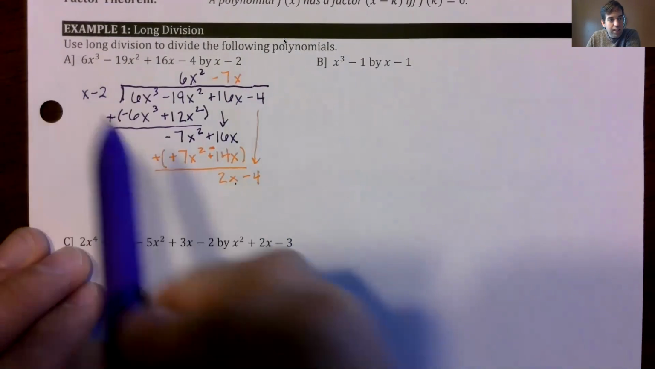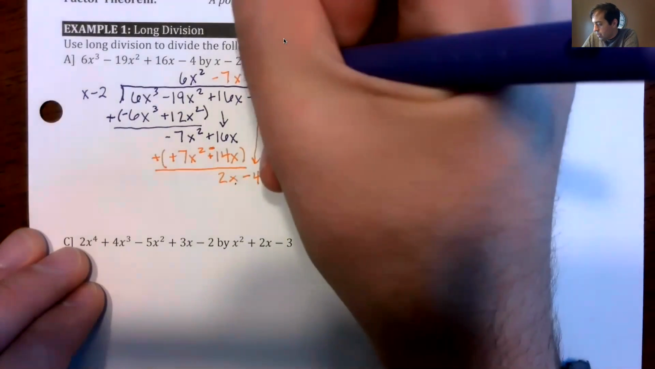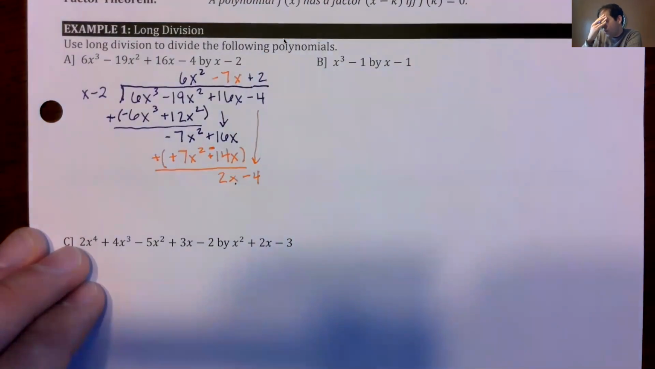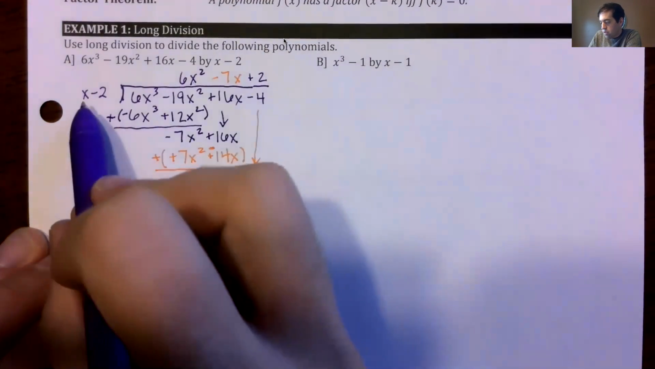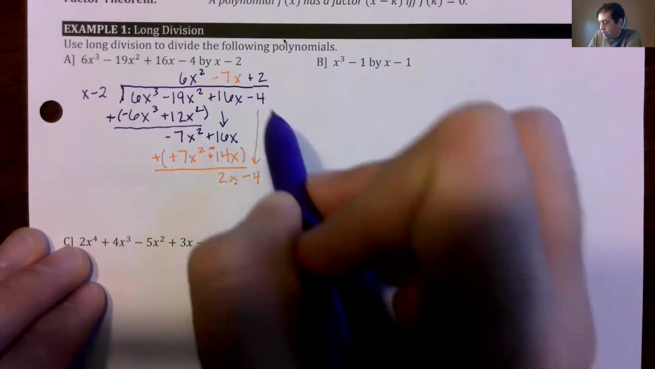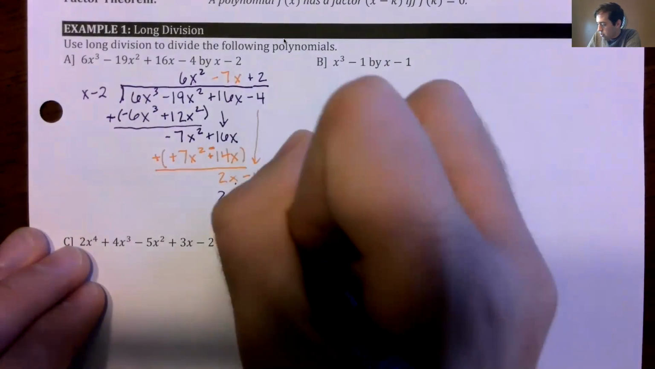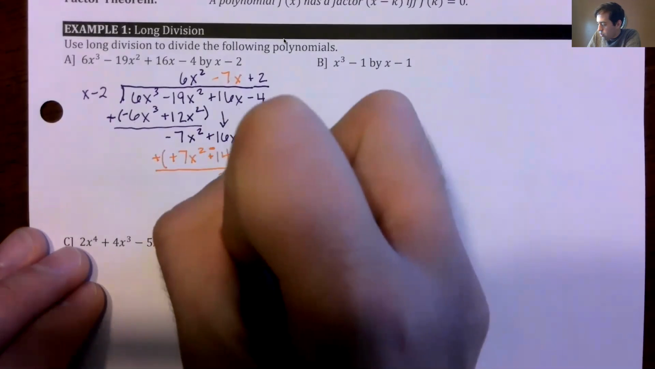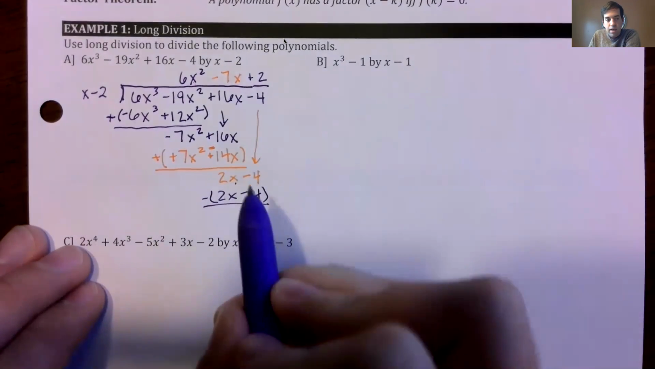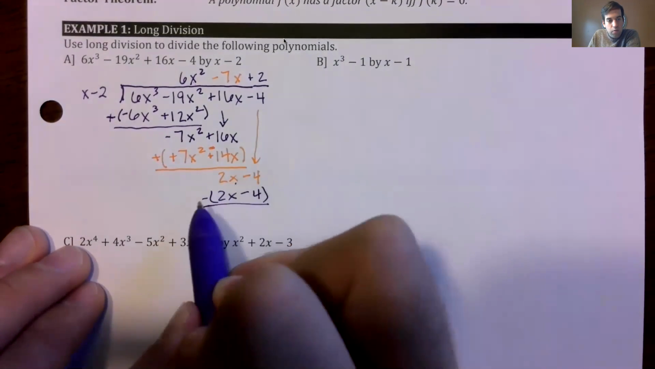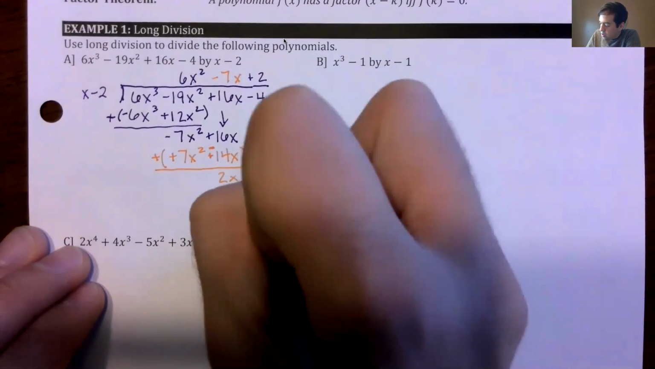So now we say, what times x gives me 2x? That's going to be a positive 2. So now I distribute the positive 2 to the x and to the negative 2 and write it under here. So 2 times x is 2x. 2 times negative 2 is negative 4. We subtract. And this time we have 2x minus 2x, negative 4 minus negative 4. So we get 0. Right?